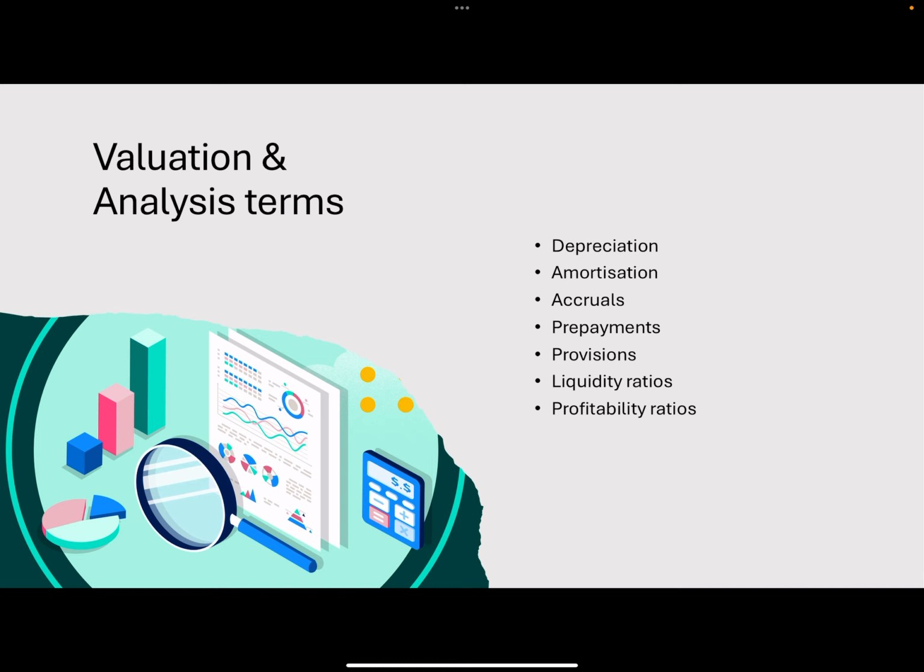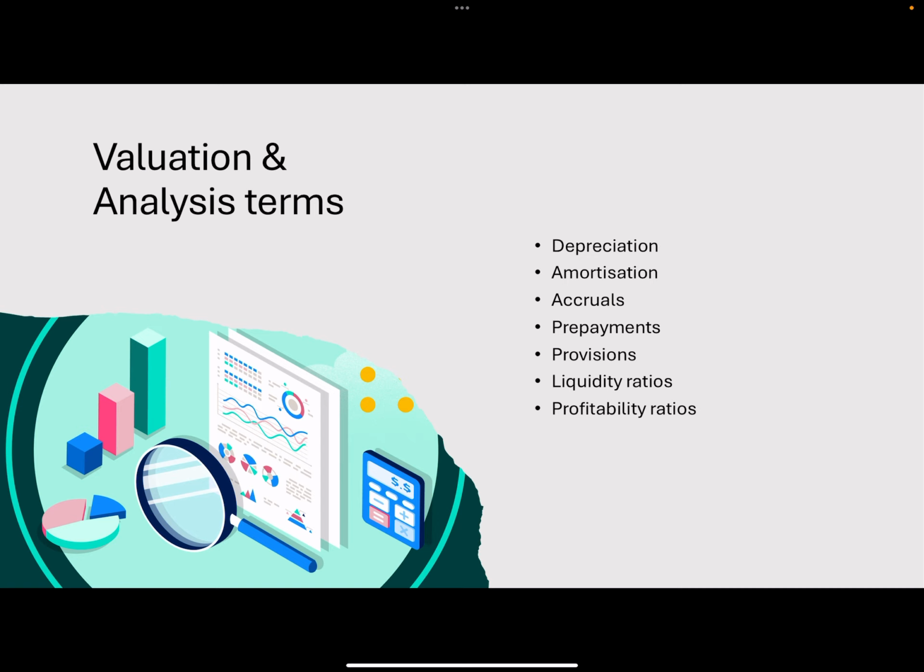Then there are the profitability ratios: the net profit margin, which is the net profit divided by the revenue, and the return on equity, which is the net profit divided by the equity. Specialized compliance terms, these are important for regulatory, tax, and audit contexts.